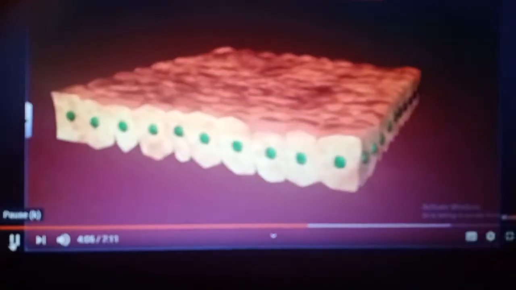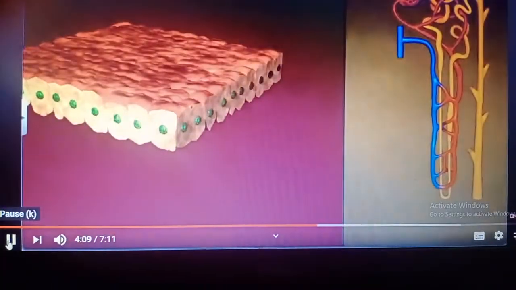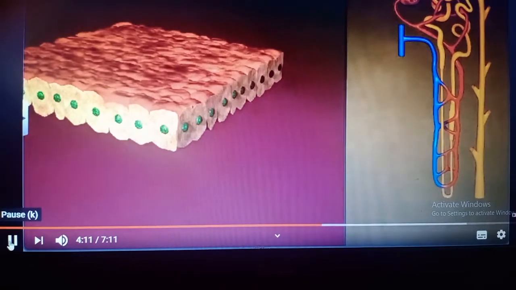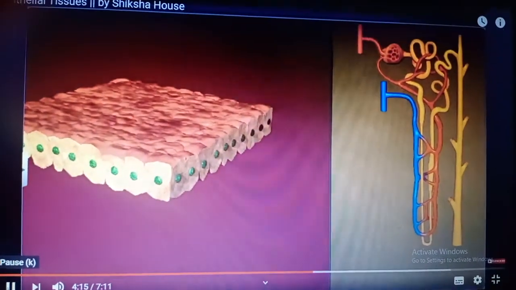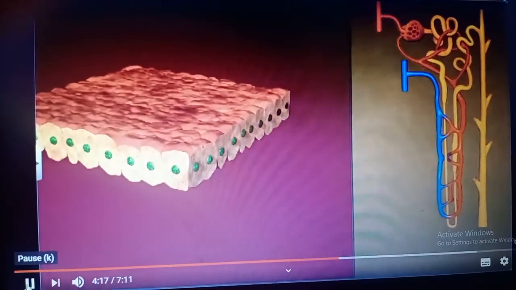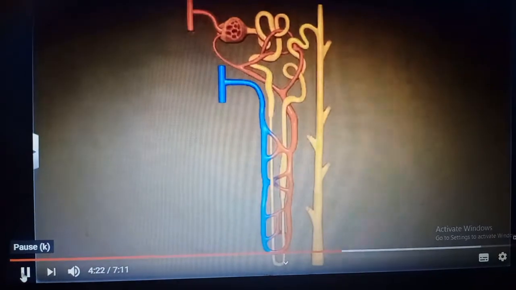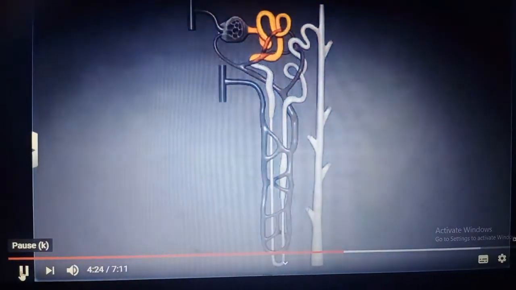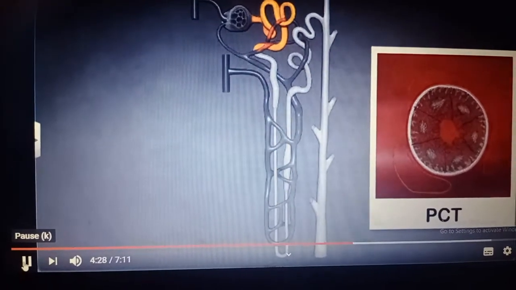Cuboidal epithelium consists of a single layer of cube-like cells. It is found in the ducts of glands and the tubular parts of the nephrons in the kidneys. Its chief functions are absorption and secretion. Moreover, in the proximal convoluted tubule, or PCT, of a nephron, these cells have microvilli.